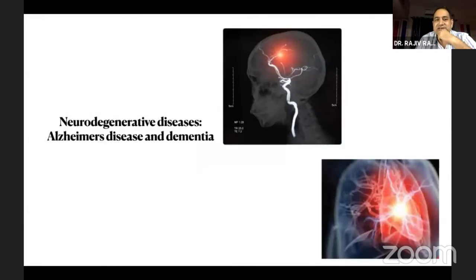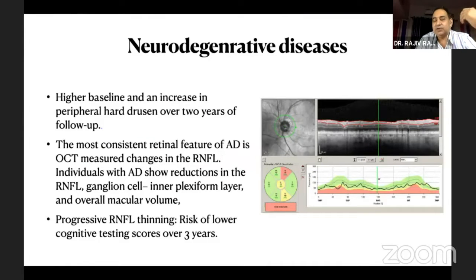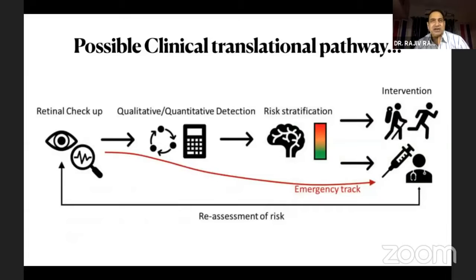Regarding neurodegenerative disease, one of the things which we knew even before the advent of OCT was peripheral hard drusen. Those who had these peripheral hard drusen had more chances over a period of 2 years to develop Alzheimer's. But now there are more consistent retinal features, mainly related to RNFL. Individuals with Alzheimer's show reduction in the inner retinal layers. And if there is a progressive RNFL thinning, there is a higher risk for lower cognitive function over a period of 3 years. So these things are important, but what is the possible clinical translational path?